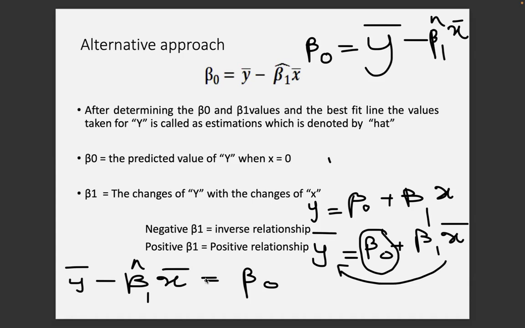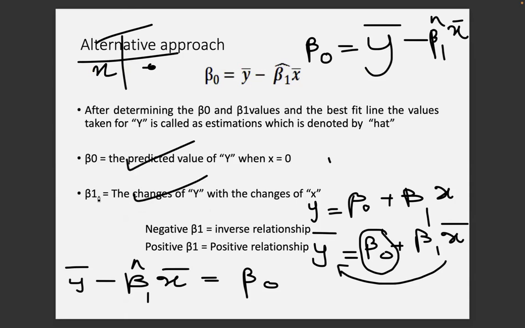Okay, so here beta naught is the predicted value of y when x is equal to 0. Intercept means, even in a normal Cartesian plane, the y value when x is equal to 0. So that's what we have defined here: beta naught is the predicted value of y when x is equal to 0, and beta 1 is the change of y with the change of x.